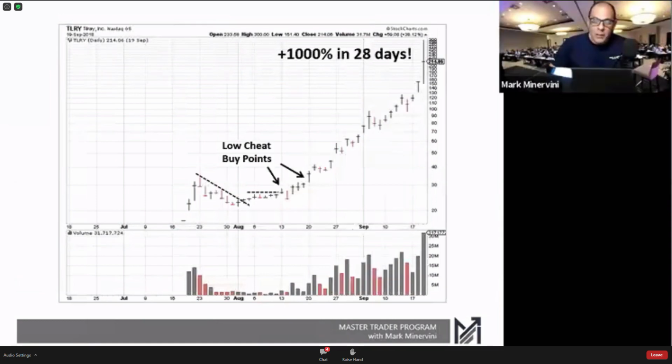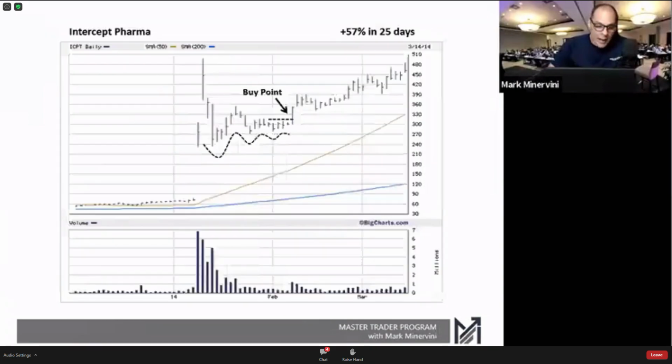So the mother of all low cheats is probably Tilray. This stock came off and gave you a little head fake here. It came out, reversed, and you might have got knocked out, but then it set up another buy point. You had two chances to buy it coming out of this low cheat, and this stock went up 1,000% in 28 days. This is probably the best example of a torpedo or rocket move that I've ever seen. Wanted to point that out.